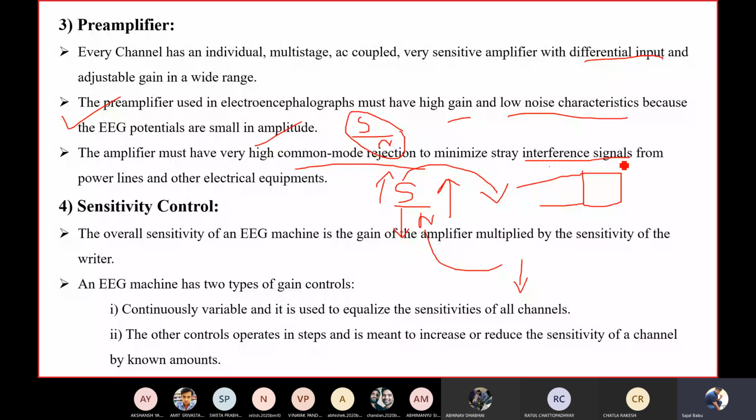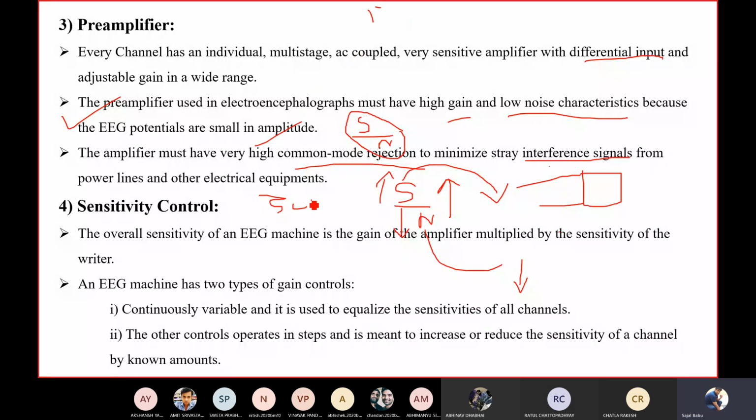That means the signals which are added because of interference. Like you have an EEG machine, right? You place the EEG machine at one place in your lab. There may be a chance that some power line passes near the EEG machine, and that power line, as you know, whenever we talk about the electrical voltage in our house, it has a frequency of 50 hertz, right?